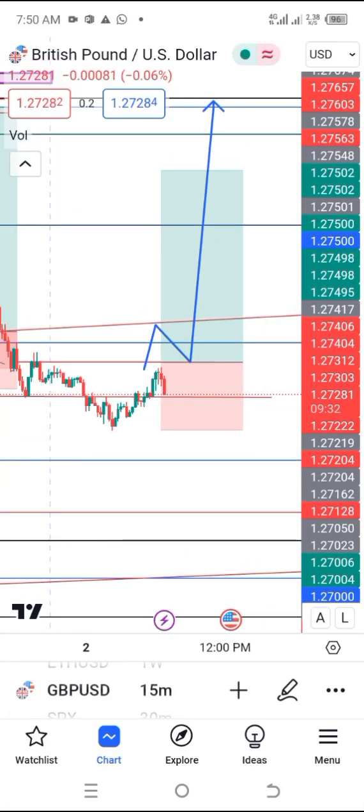This is what I'm anticipating price to do. If price can break above this level and retest, then bang, we are going up.